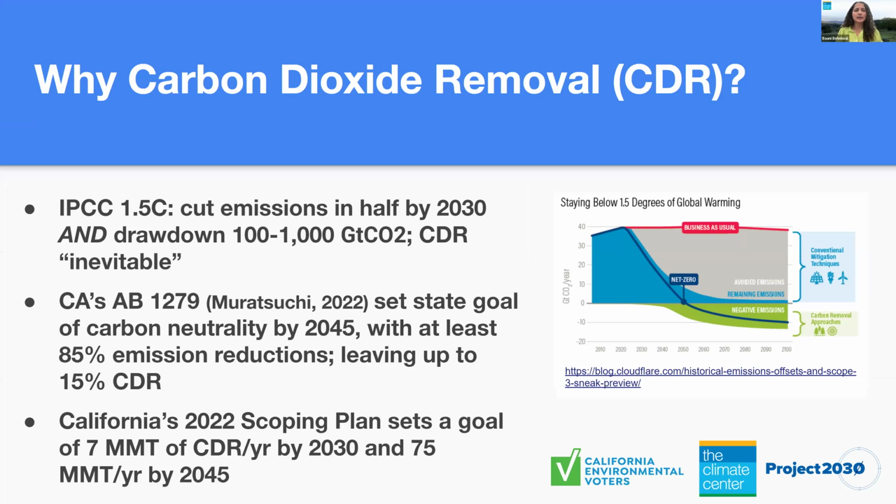Additionally, California's AB 1279, signed into law in 2022, set a state goal of reaching carbon neutrality by 2045, with at least 85% of that coming from emission reductions, and therefore up to 15% from carbon removal to meet that net zero goal. California also has set a goal for CDR in its 2022 scoping plan.